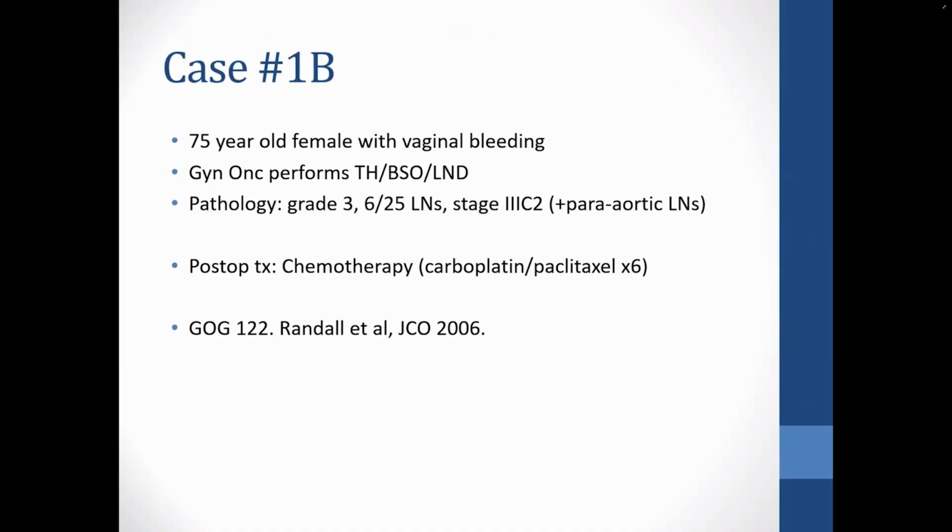Case 1B, this would be a 75-year-old, again, presenting with vaginal bleeding, who has the recommended surgery. Pathology this time reveals a much more aggressive cancer. It's a grade 3 tumor involving multiple lymph nodes, including periaortic lymph nodes. This patient would be considered to have stage 3C2 disease because of periaortic lymph node involvement.